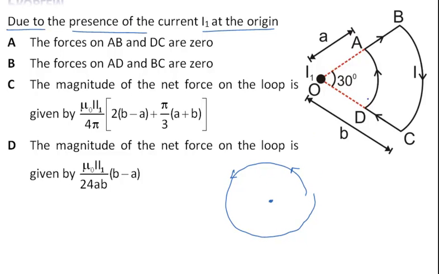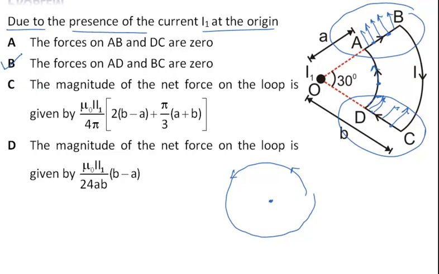Okay, so if we take any point on the wire AB or CD, the magnetic field is perpendicular to the current element. However, the magnetic field is parallel to the current element on the arcs AD and BC. So since on AD and BC the current is flowing parallel to the magnetic field at any point on the arcs, there will be no magnetic force on AD and BC. However, magnetic force would exist only in the case of AB and CD. Okay, so option B, the force on AD and BC are 0, but on AB and CD it is not 0. Okay, so option B is correct.